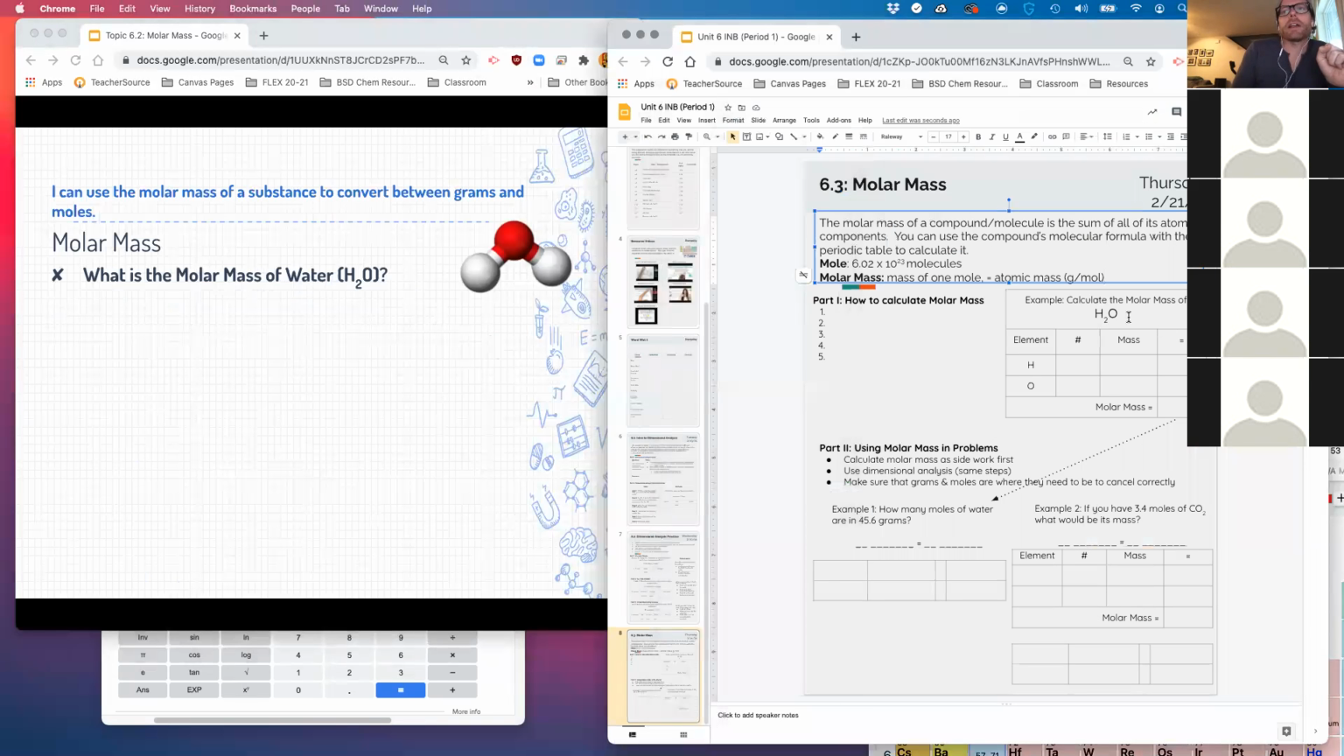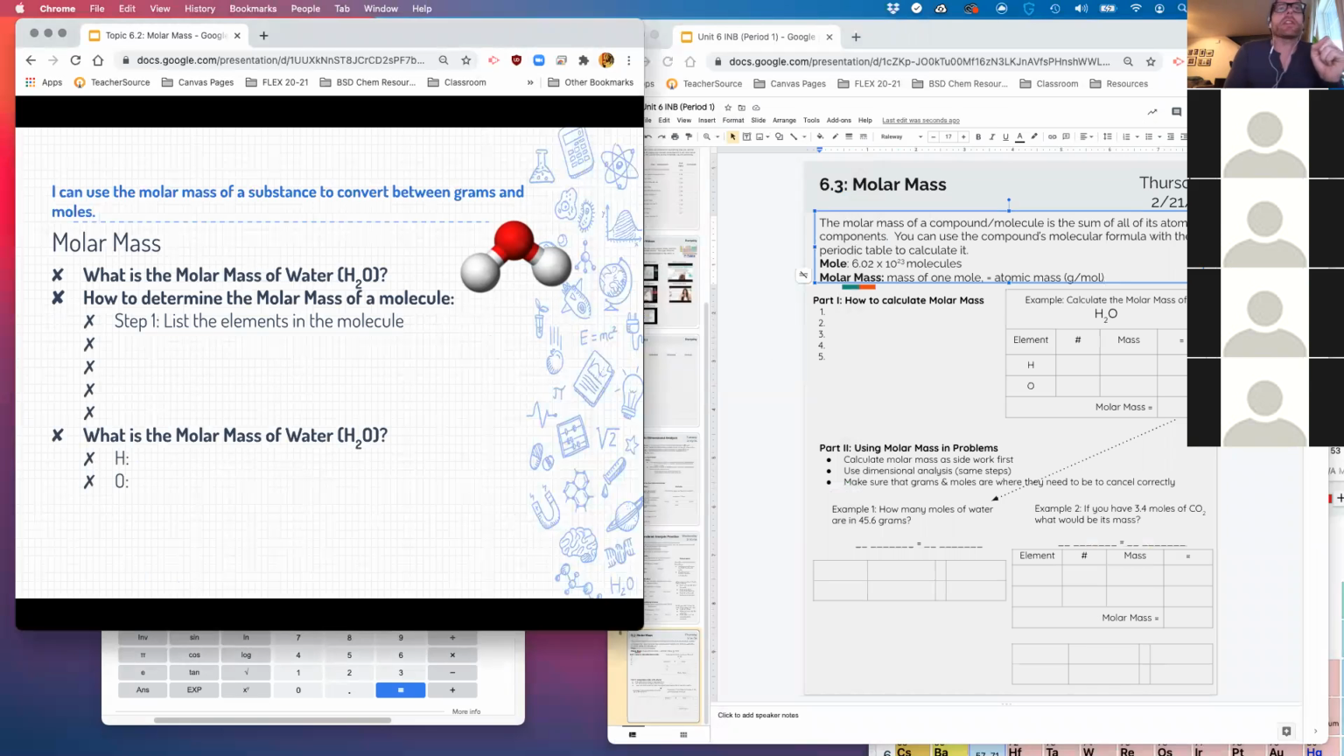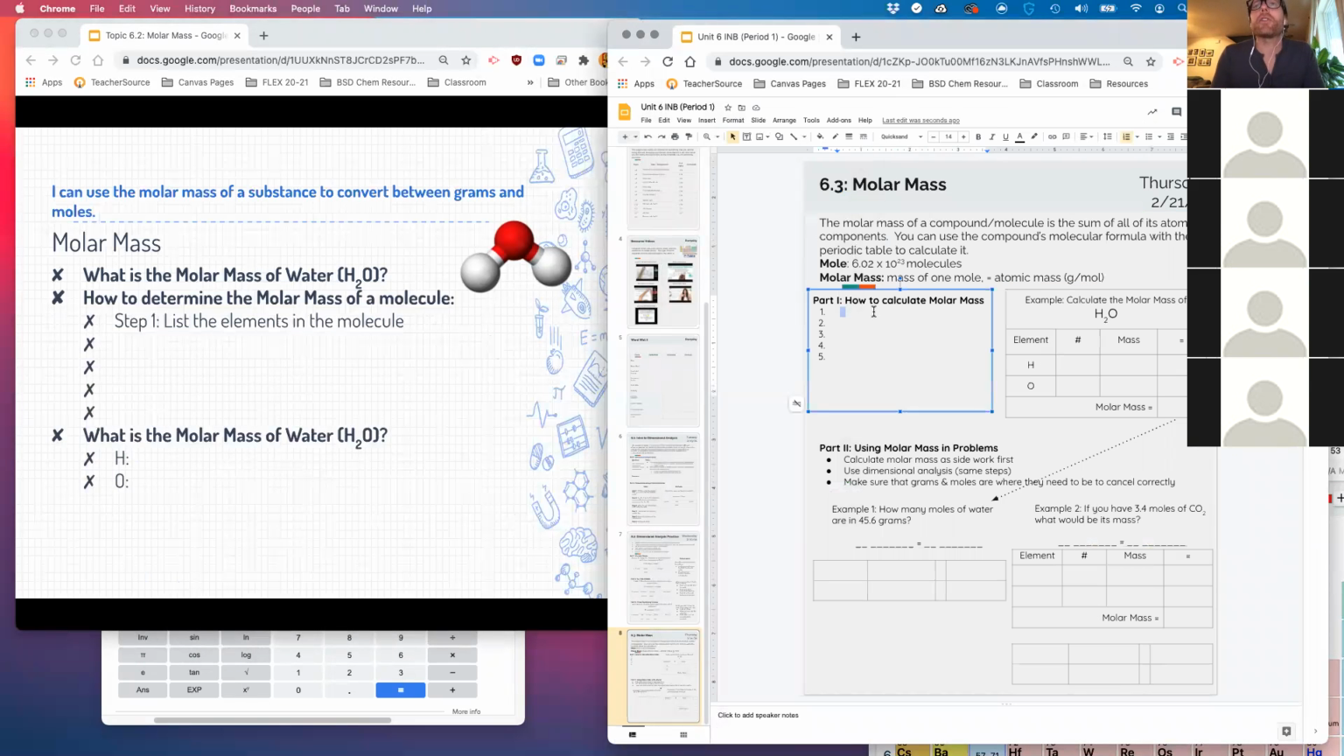And that's what we're going to do right here. What is the molar mass of water? And the first step is list the elements. And I've already done this for you, but let's go ahead and put that into the chart. List the elements in the molecule. So for water, for H2O, I have hydrogens and I have oxygens. I've listed them out. I've already done this first step for you. Okay, I list the elements in the molecule.